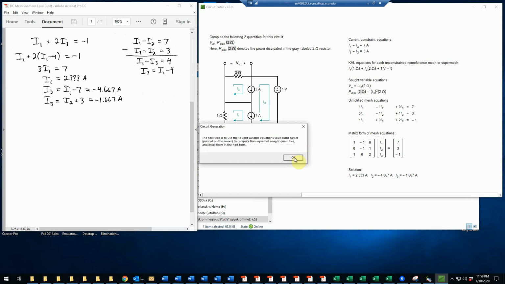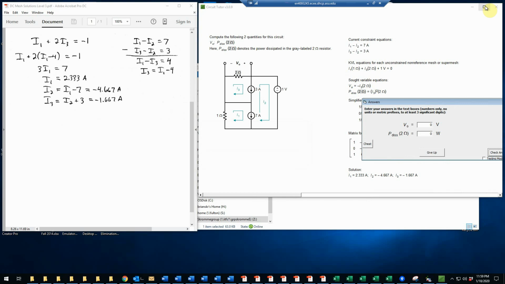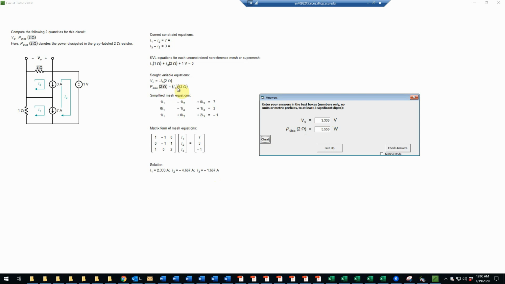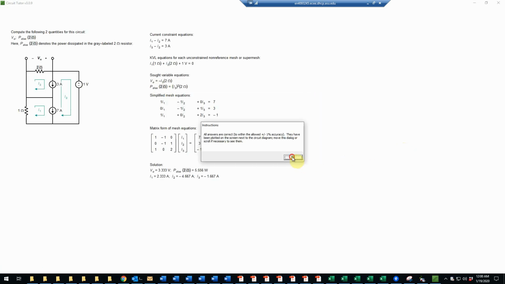And now we just need to evaluate the SOT quantities. So now we use our SOT variable equations here. And we have that value of I3 that we entered, the negative 1.667. So we just multiply the negative of that, so basically 5/3 times 2. And that will give us a value of 3.333. And then for the second value, we just take I3 and square that and multiply it by 2. And if you do that on a calculator, you will get approximately 5.556. So we enter those two values here. And now we check those. And those are correct.